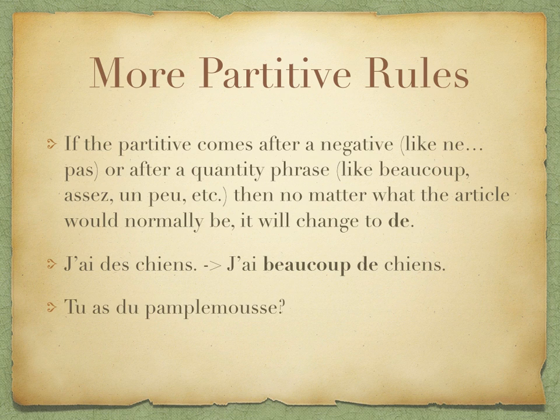Or if we're going to ask a negative sentence, if we want to ask, tu as du pamplemousse? Do you have any grapefruit? Non, je n'ai pas de pamplemousse. I don't have any grapefruit. Here we can hear the partitive in English, but we're still not going to use the du, even though pamplemousse is obviously still a masculine word. The gender of the word didn't change. But since it's a negative sentence, we have to use de instead of du.